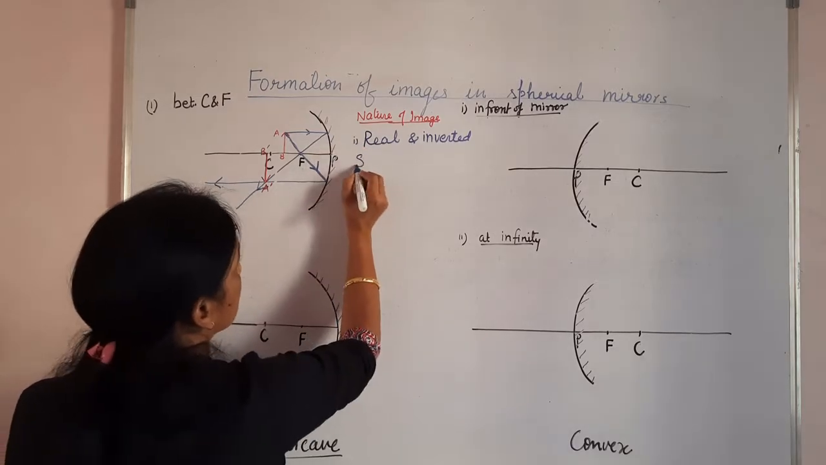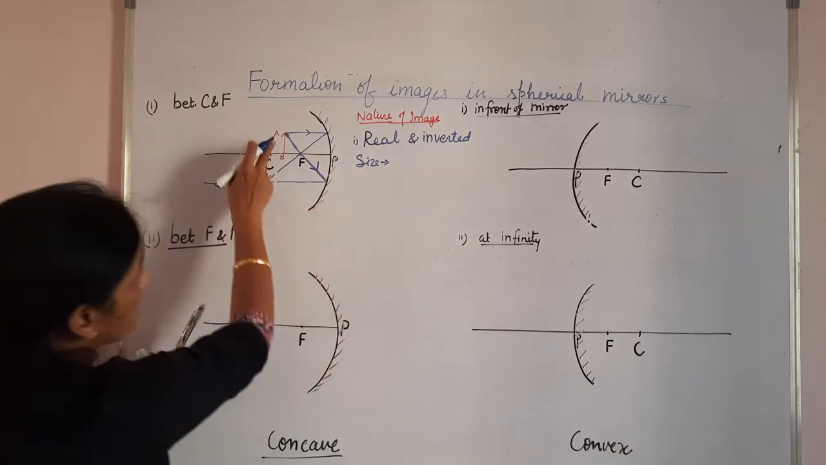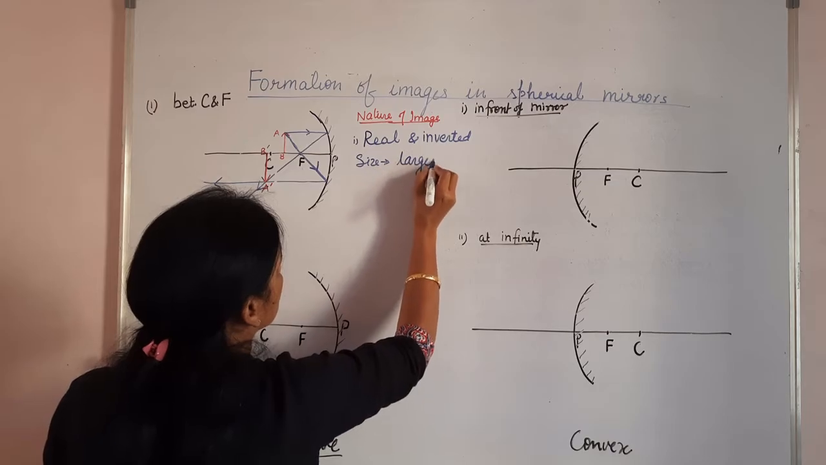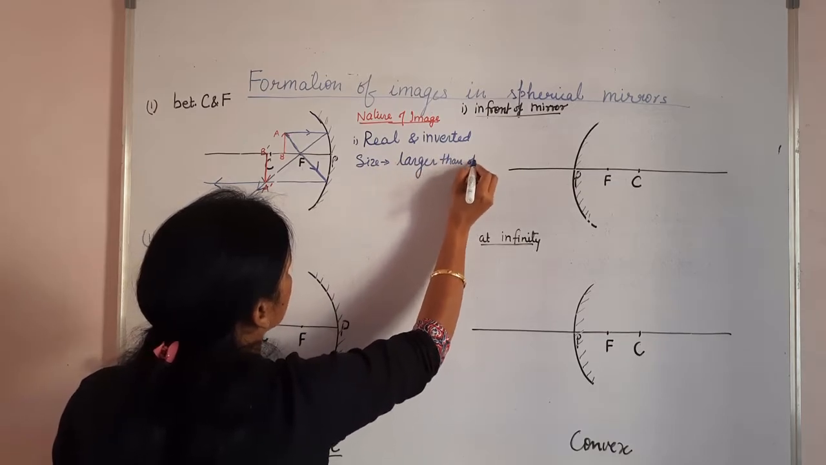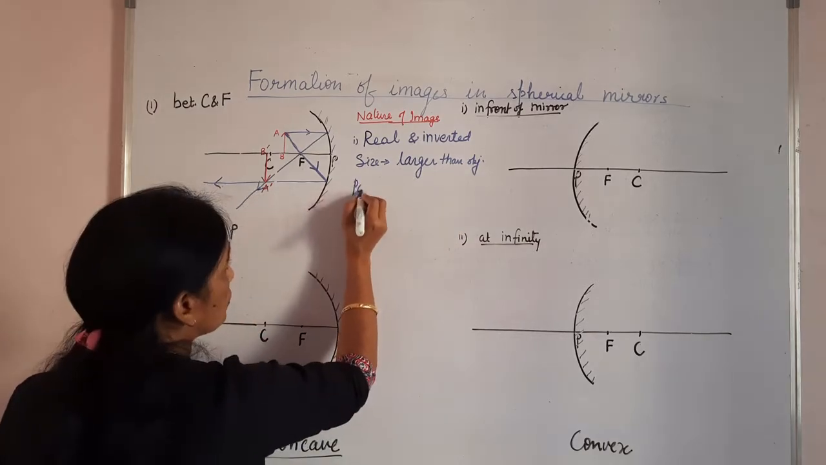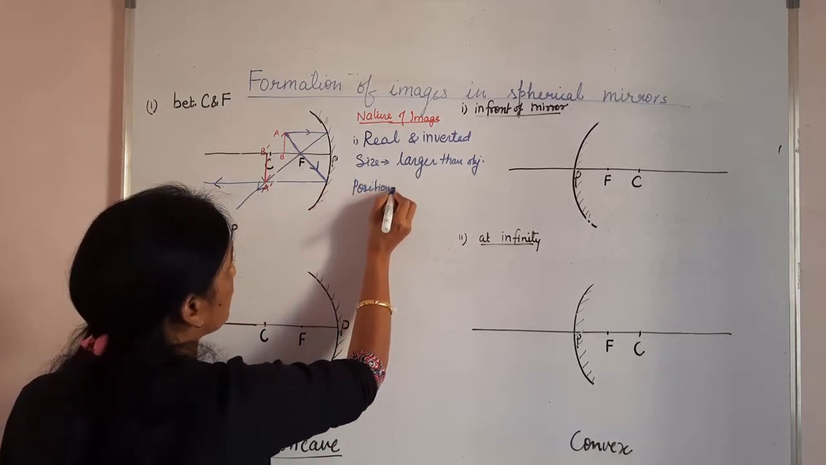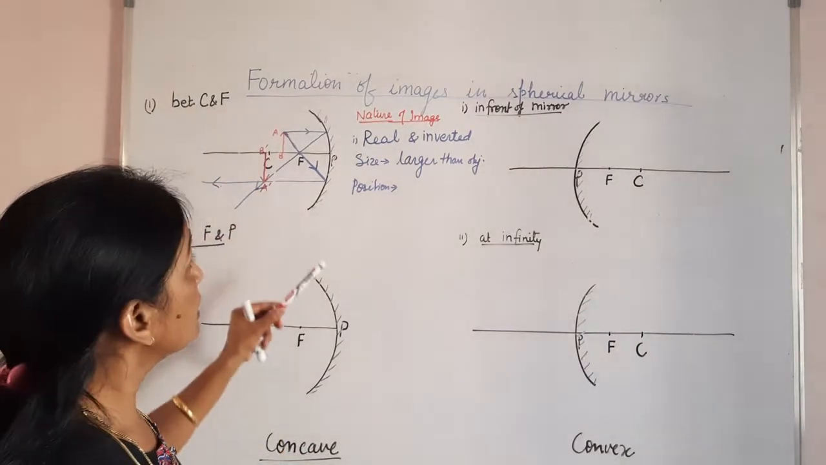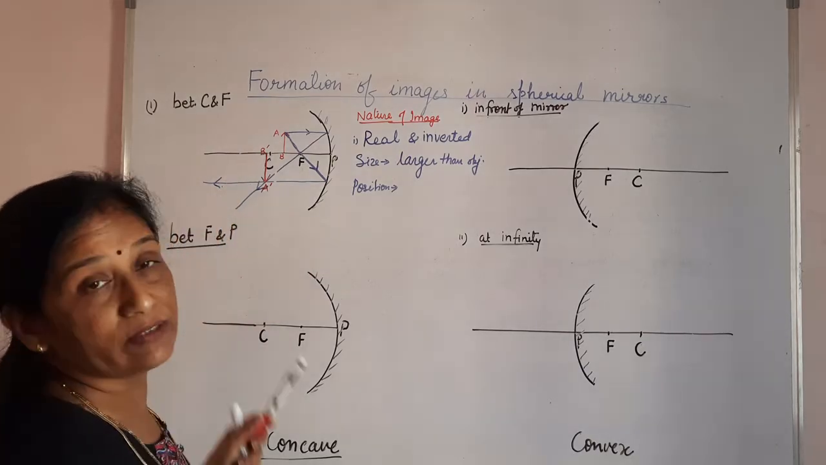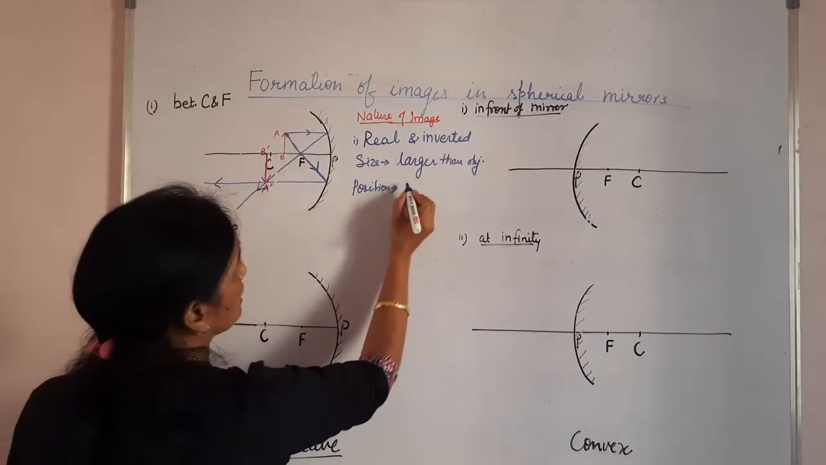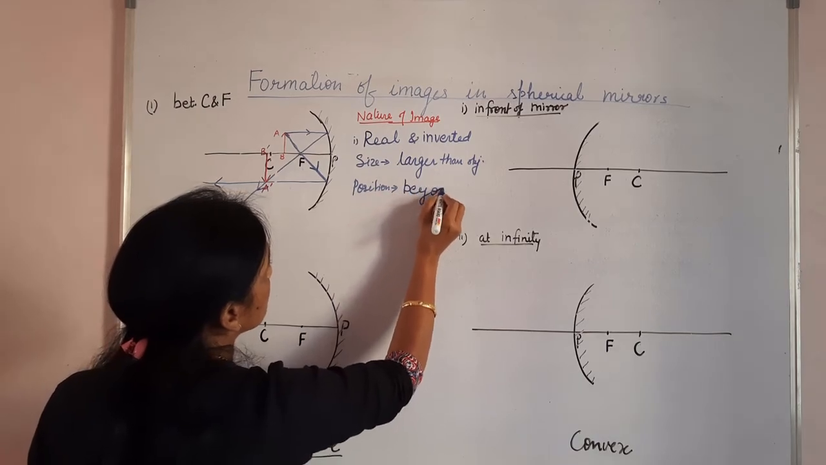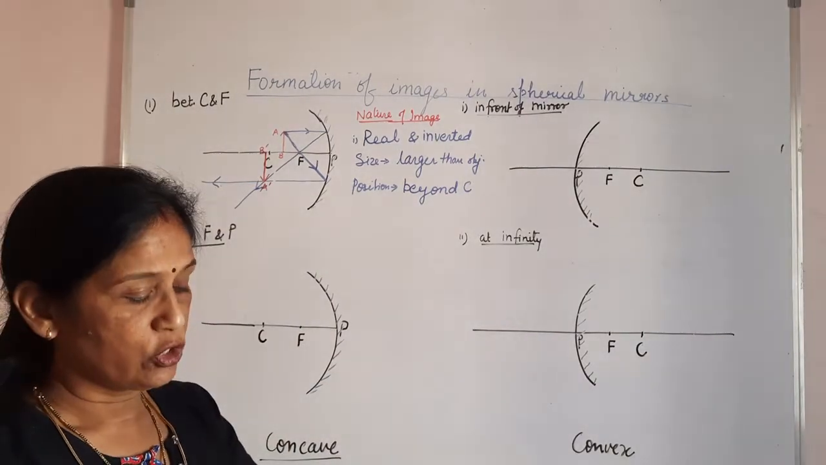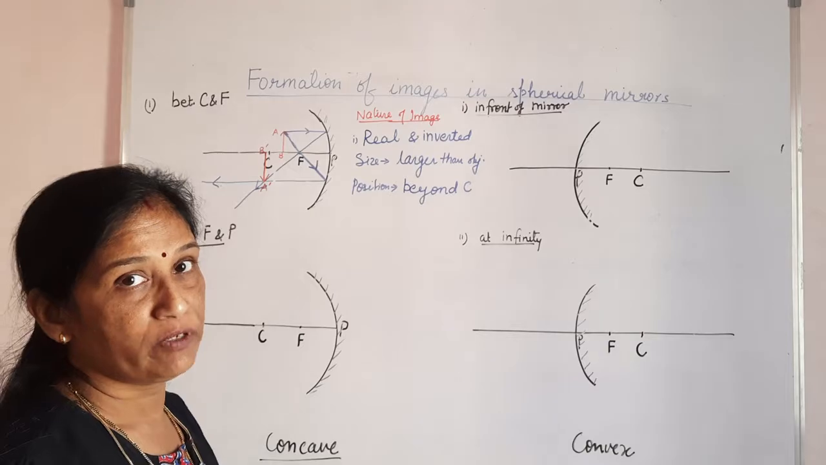Then about the size of the image. See this, it's slightly larger than the object. So you can say it is larger than the object. Then its position, where it is formed. Where was the object? The object was in between C and F. Where is the image formed? See this, it is beyond C, behind C. So it is beyond C.